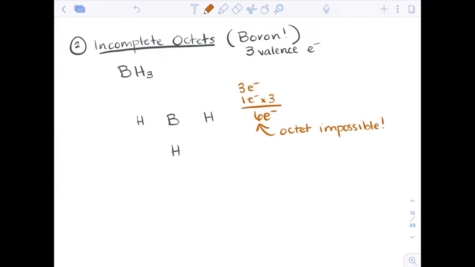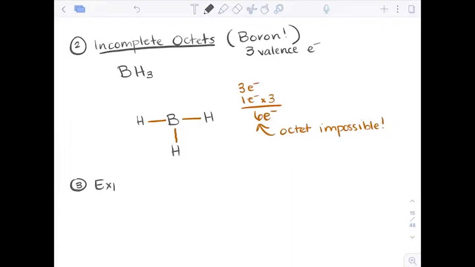Anytime you see boron, he doesn't need his octet. He can have one. We'll talk about formal charge in a little bit. But with boron in its neutral form, he's quite happy right here. 3 electrons makes 3 bonds, incomplete octet. When we talk about formal charge on the next slide, we'll talk about why that is okay.